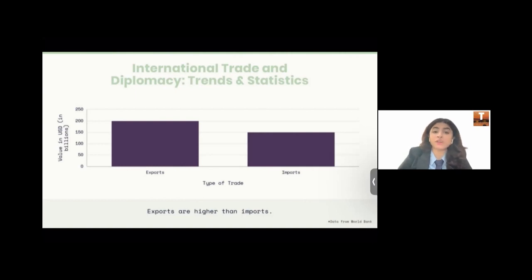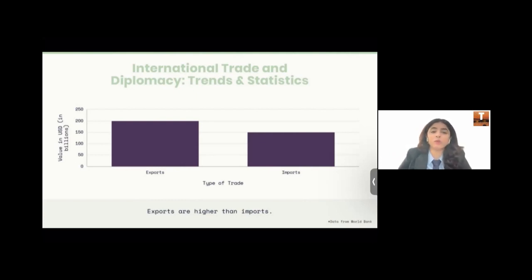Now talking about services trade, it includes sectors such as tourism, finance, and telecommunications, which have gained prominence through time. The WTO estimates that services account for more than one-third of global trade, with a total value of 6.8 trillion in 2020.